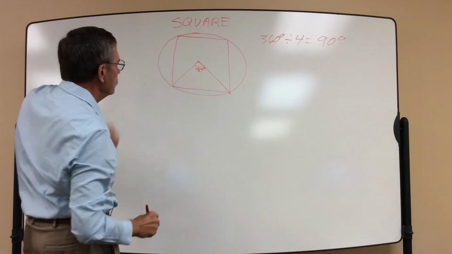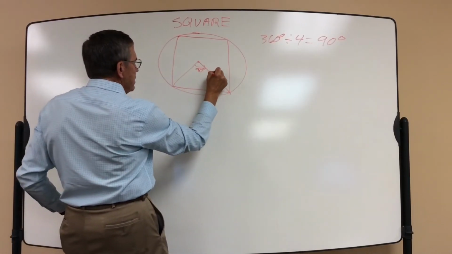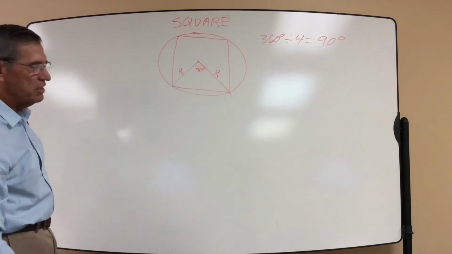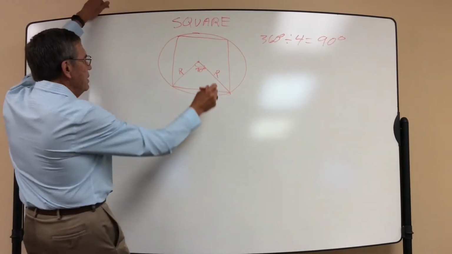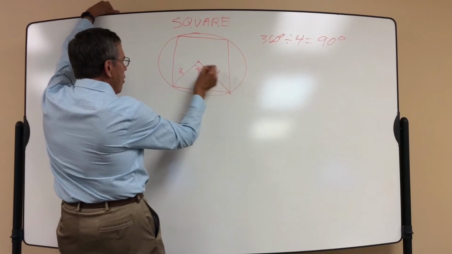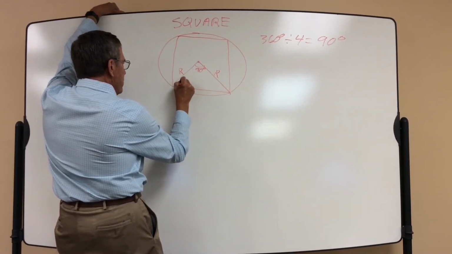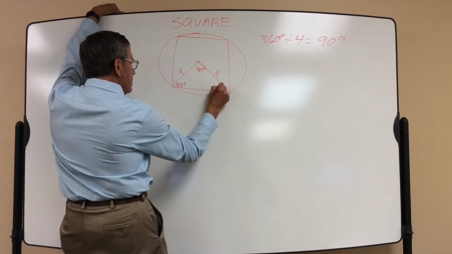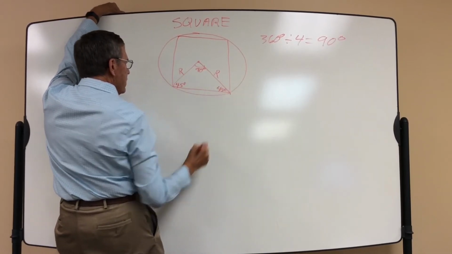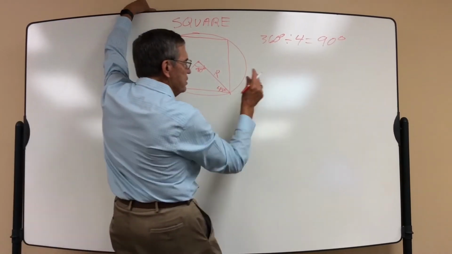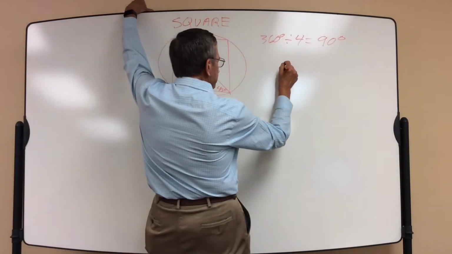Okay? If that's 90 degrees, and this is R and that is R, we have an isosceles triangle where we have R and R. That means these 2 angles are equal, so these will both be 45 degrees. Okay? And that's another one of our popular triangles, which is the 45-45 right.